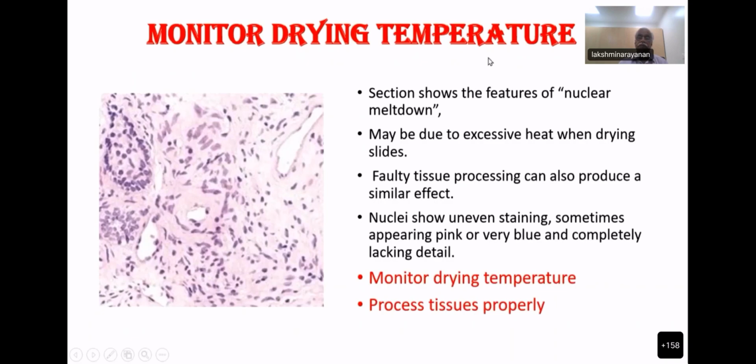Then monitoring the drying temperature, which we already discussed. Dr. Praveen also said, and I also told, after cutting the section should never be heated to more than 65 degrees. When you heat it more, this type of melting down, nuclear meltdown, is seen. This is due to excessive temperature of the section before it is taken for staining. Then process the tissues properly also. If the wax temperature is too high, this can happen.